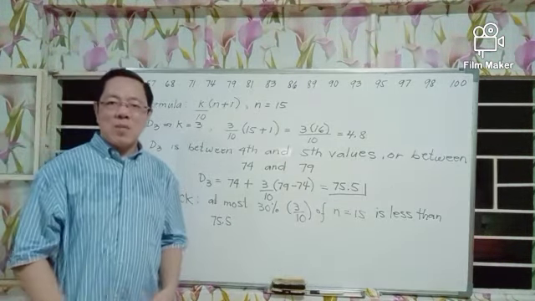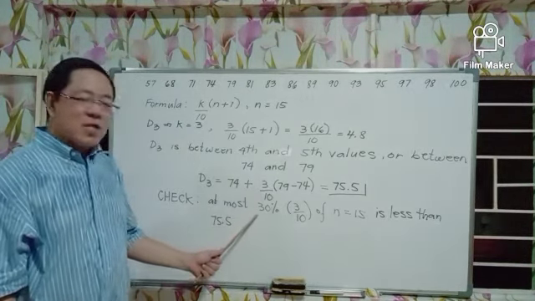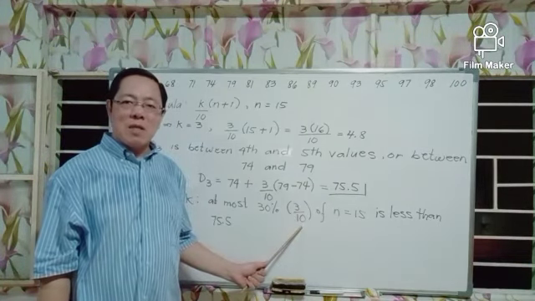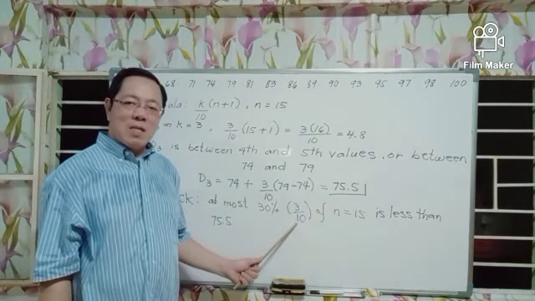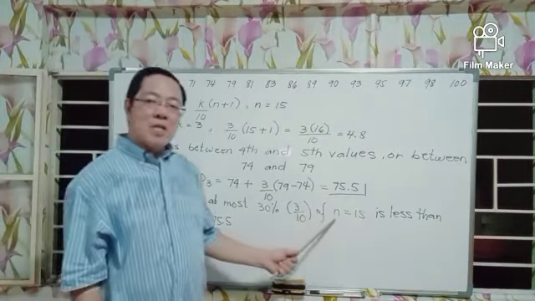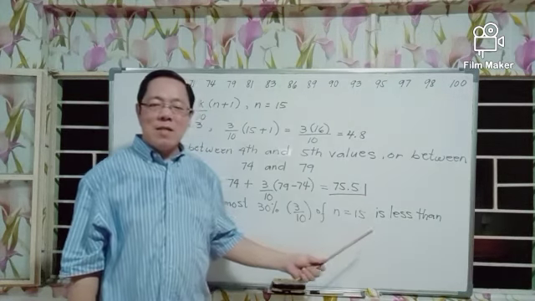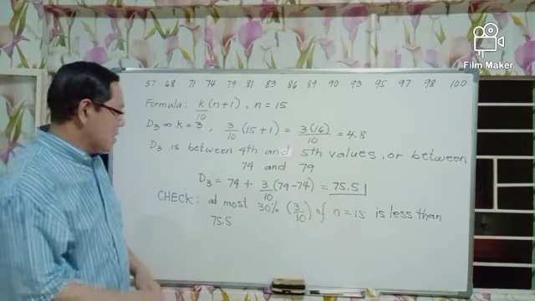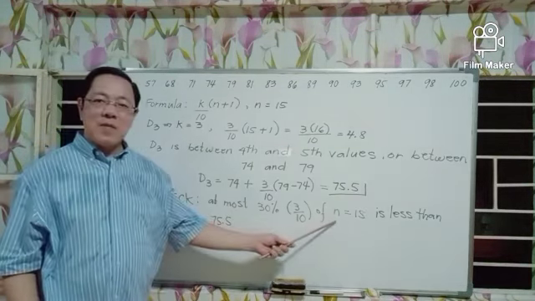The interpretation of the third decile says that at most 30%, 30% is 3 over 10, converted to a percentage by multiplying 3 over 10 by 100%, and you get 30%. And at most 30% of the sample size, or number of values, which is 15, is less than the third decile of 75.5. And we compute 30% of 15.